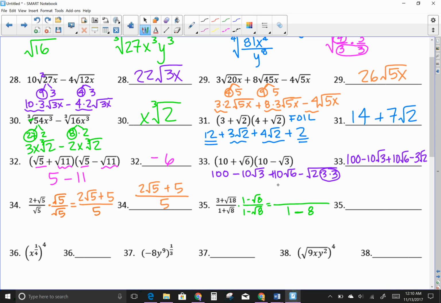First term is going to give me 3. The outside term is going to give me 3 square roots of 8. The inside term is going to give me minus the square root of 18. And the last term is going to give me, I am not multiplying that out, but it is 18, which is 9 times 2, and 8, which is 2 times 4.